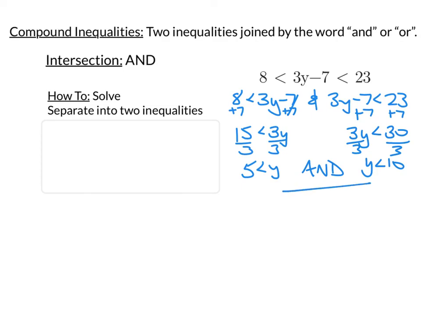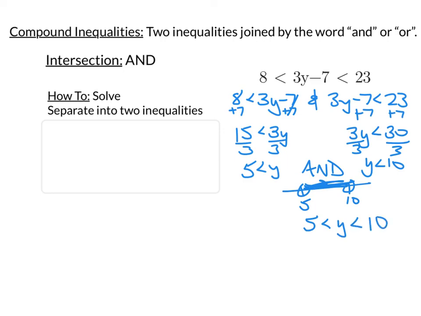Okay? We need to have, here's 5, here's 10. Y has to be greater than 5 and less than 10. If we were going to rewrite our answer in the same form that the question was presented in, we would combine these into an inequality like this: 5 is less than y is less than 10.